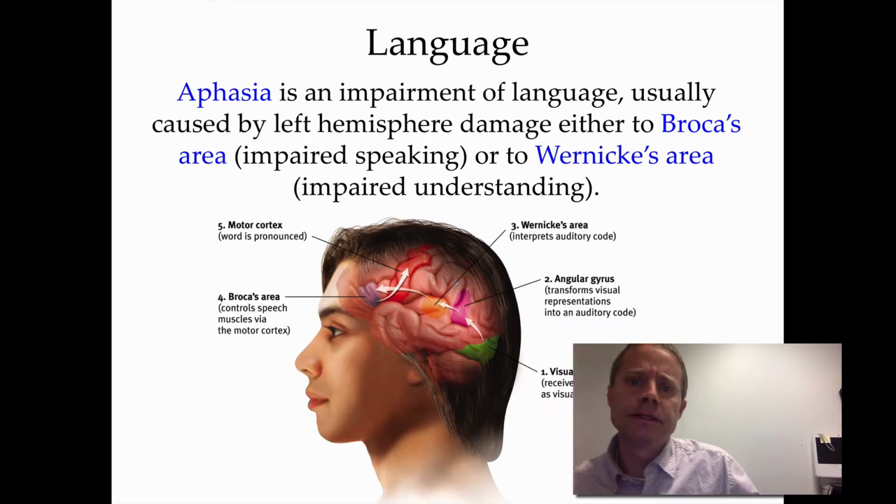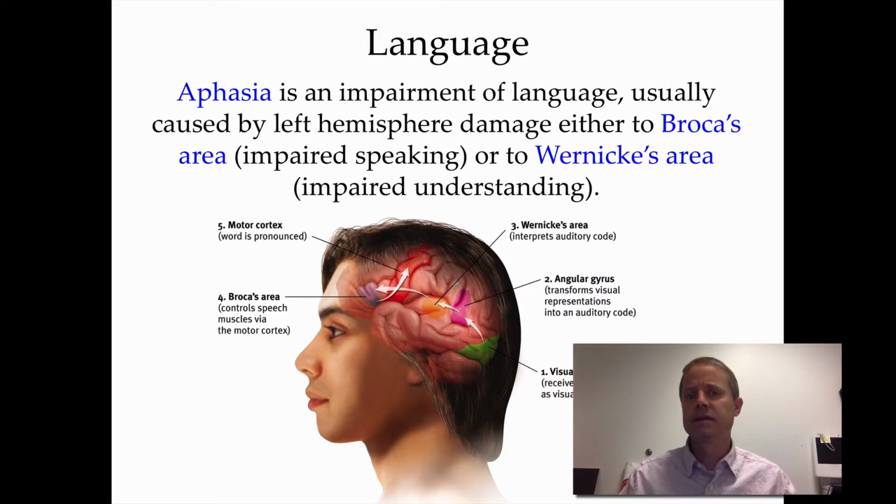Okay, what about some damage to the brain? There's a couple of specific types of damage we need to know. Aphasia is the word when language is impaired, and aphasia can happen a couple different ways. The two that we're going to be concerned about are Broca's area and Wernicke's area, and you can see them in this diagram. Broca's area right here controls the muscles that are involved in speech. And Wernicke's area is about interpreting language and understanding it.